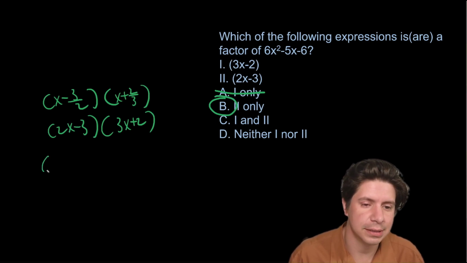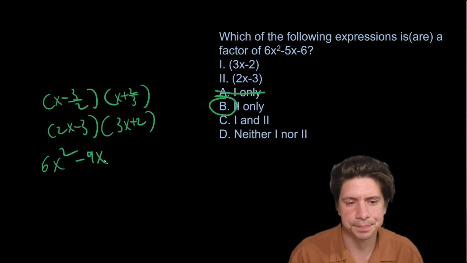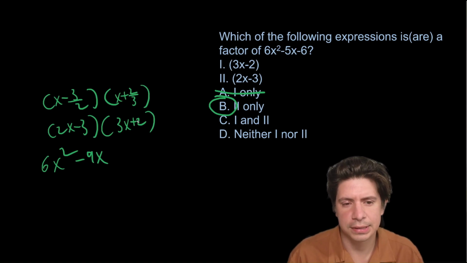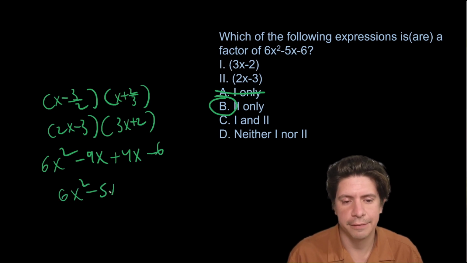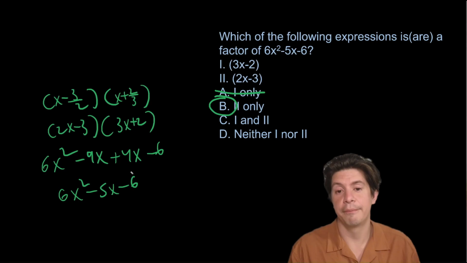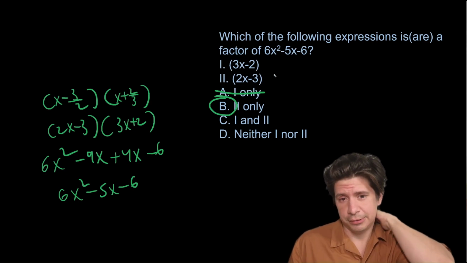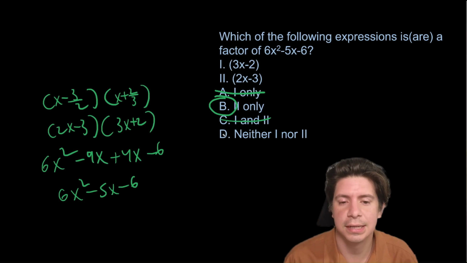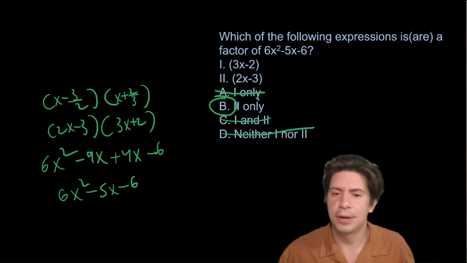times 3x and get 6x squared, which matches the original. Negative 3 times positive 3x is going to be negative 9x. And then 2x times 2 is going to be plus 4x. And then negative 3 times 2 is negative 6. And we'll get 6x squared minus 5x minus 6, which gives us the original. Back to that, so it's only B, it's not C, and it's not D, because 1 didn't work, but B did work. So if you have questions on that, let me know.